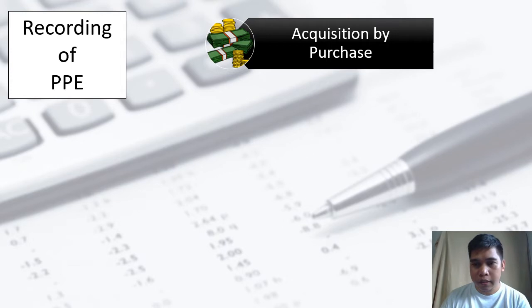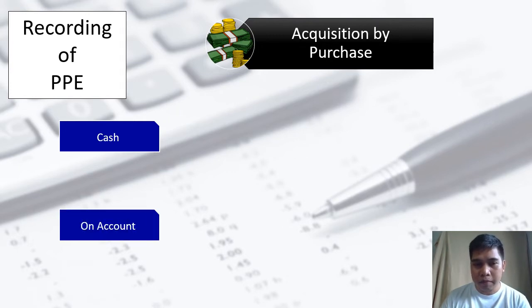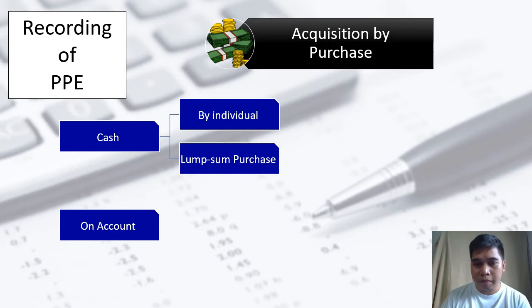Under acquisition by purchase, we can purchase the asset by giving cash outright or pwede rin naman siyang bilhin by on account. Kapag cash, ibig sabihin, babayaran mo na at the same day, on account naman, it will be paid at a later date. Under cash, dalawa po yung considerations natin. First, it can be purchased by individual or by piece. Then it can also be purchased by lump sum. If we say lump sum, considered siya as wholesale. Marami kang bibiling property, plant, and equipment pero one-time payment lang. Normally, the lump sum price is lower compared kapag binili mo siya by individual. Kasi syempre, kapag lump sum, meron tayong tinatawag na quantity discounts.